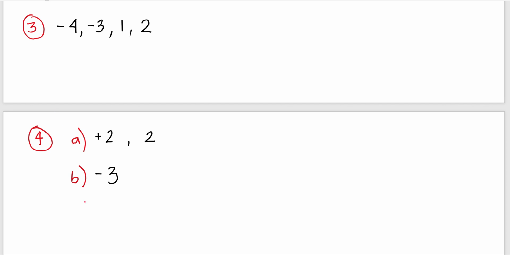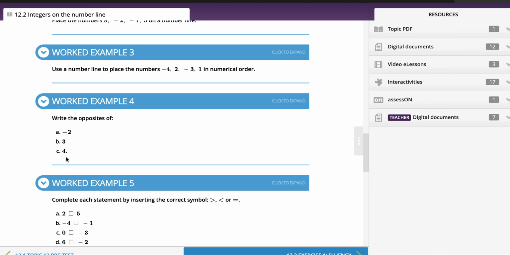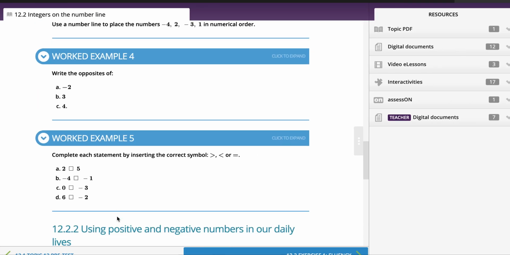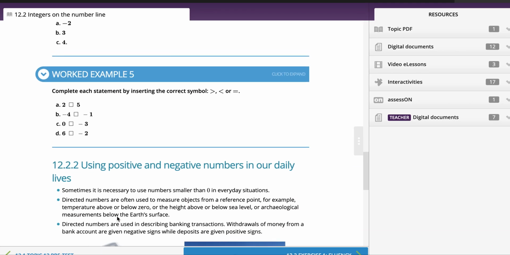And for C, for 4, what is the opposite of 4? It is going to be negative 4. Beautiful. And that is my example 4. Let's do example 5, the last one.